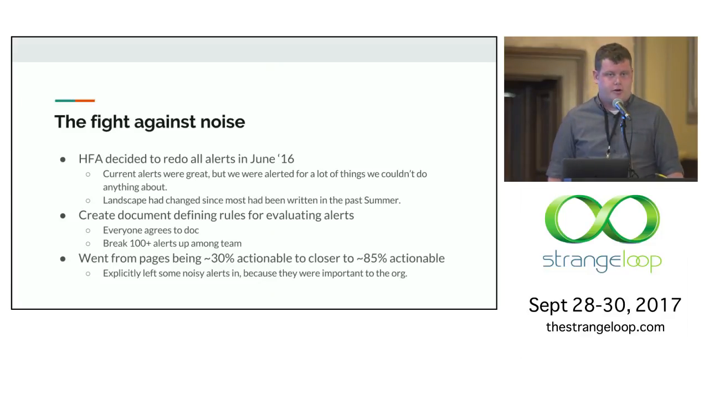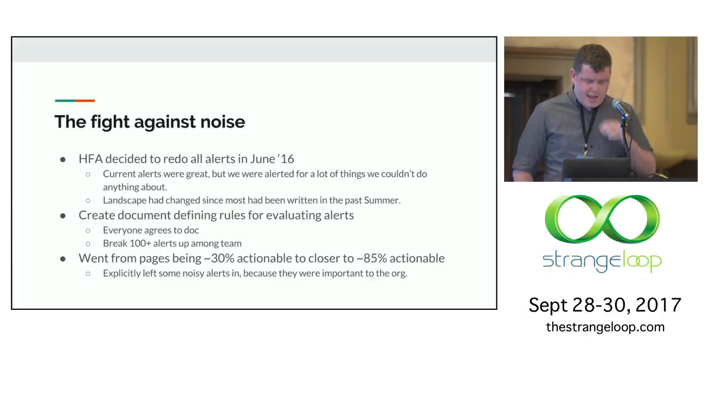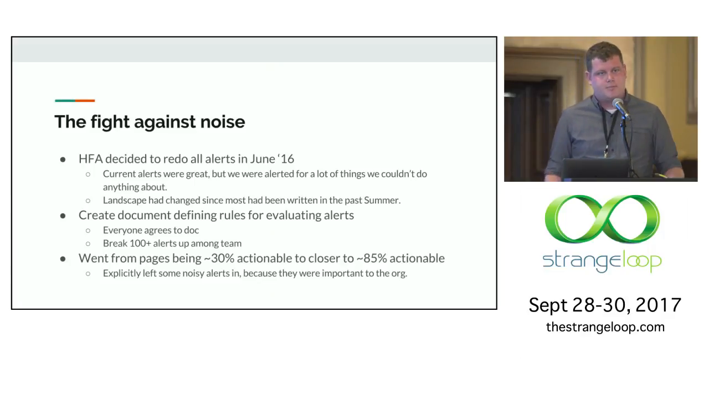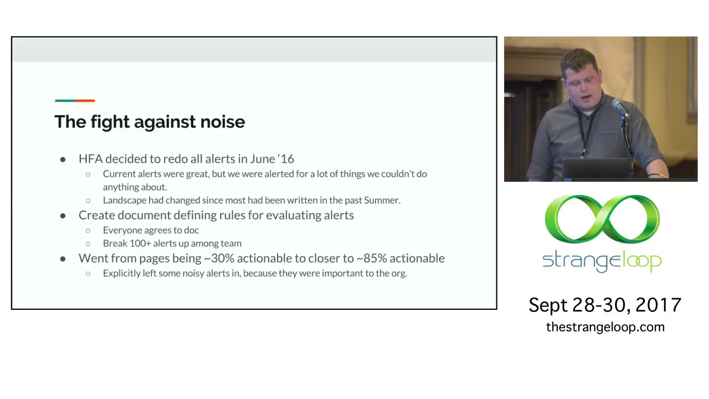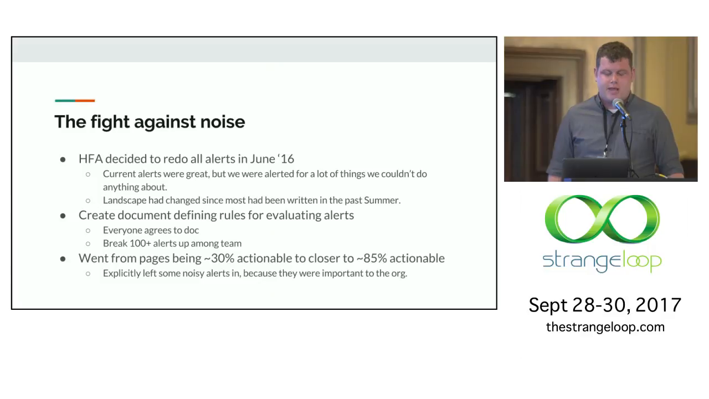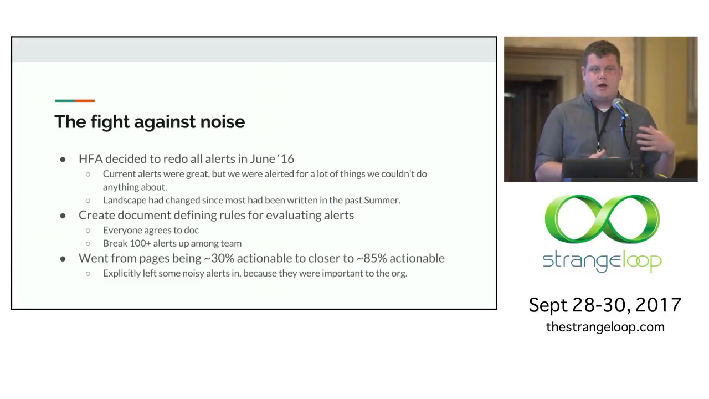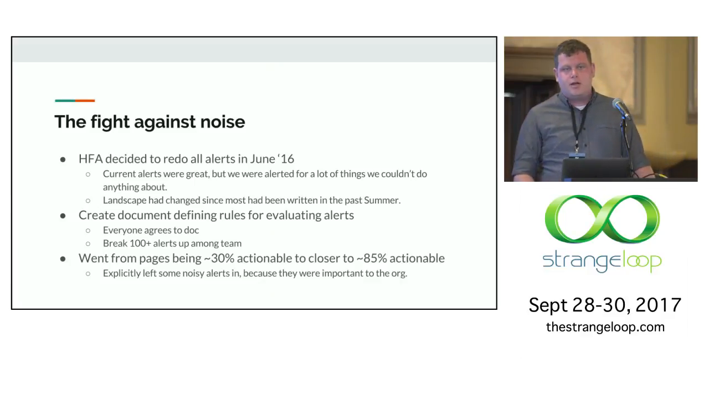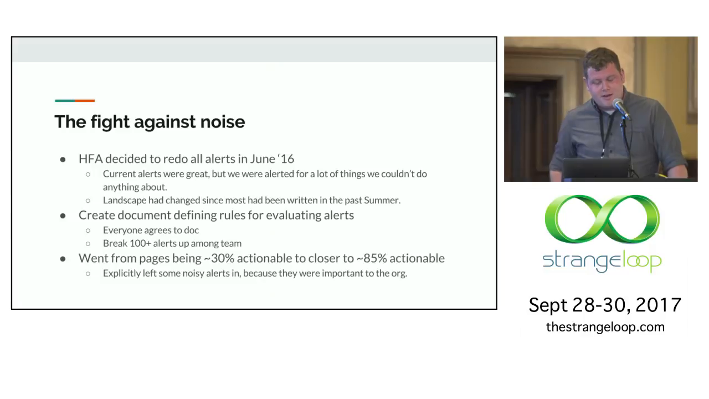So we started documenting all of our existing alerts, and we wrote down a doc. We had by then 4 SRE ops people inside of HFA, and we wrote down the rules of how we were going to evaluate alerts into our 3 buckets, which are: wake me up, send a message on Slack, or just make sure we have a graph. We broke up our 100-some-odd alerts among the team, and then we came back and discussed each alert and made sure that the bucket suggested by the person who went through that alert worked. We went from pages being about 30% actionable to about 85% actionable, and I started sleeping a lot better, which I was a huge fan of.